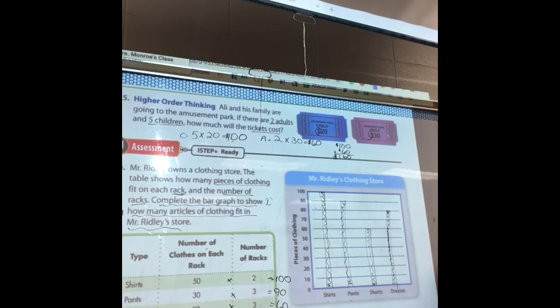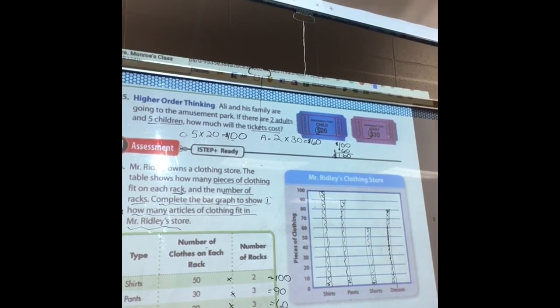Am I done? No. Huh? Yes. Yeah, right. No, you think I got more? We've told how many clothing, right? We filled out the bar graph. It doesn't say total. How many articles of clothing fit in each rack. We got that, right? So we're good? Yes. Okay. All right. So we are moving on to 10-3 and 7.